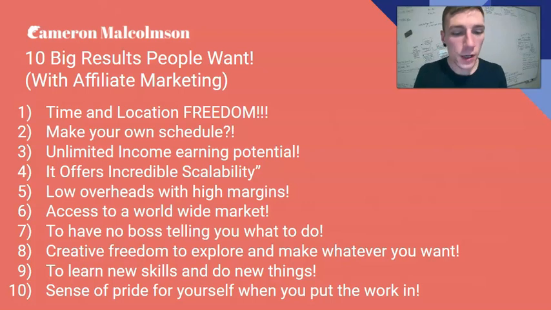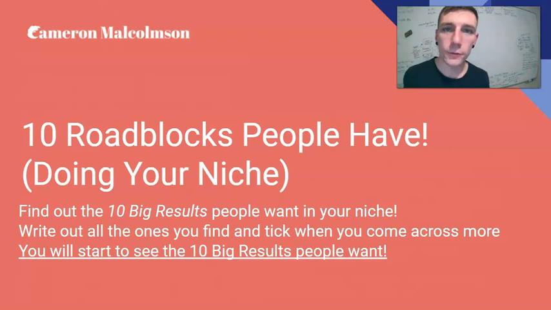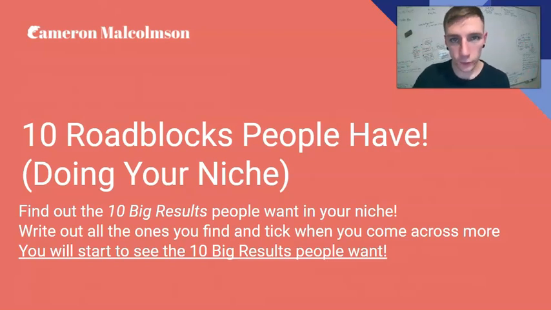Then number 9 was to learn new skills and do new things. Then number 10 was the big result that they wanted: a sense of pride in themselves when they put in the work, so they wanted to feel good about what they were doing. Then the next part of research that you'd want to dive into is 10 roadblocks that people have in your niche.